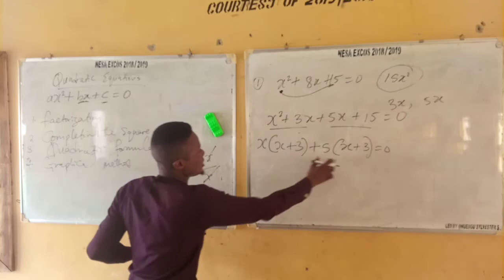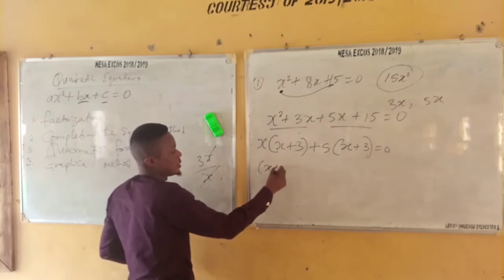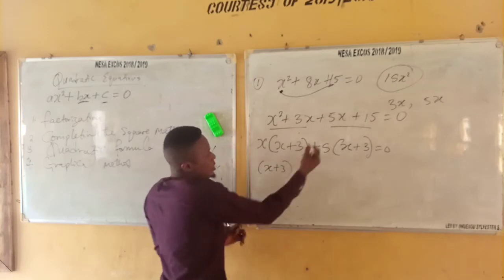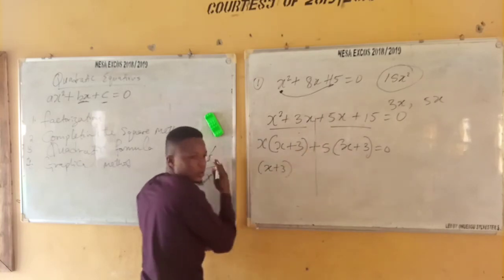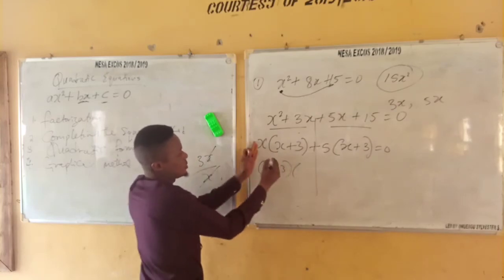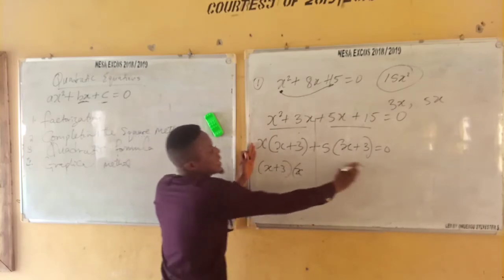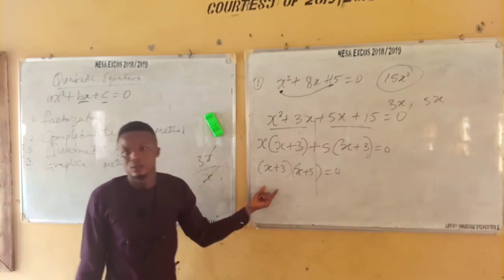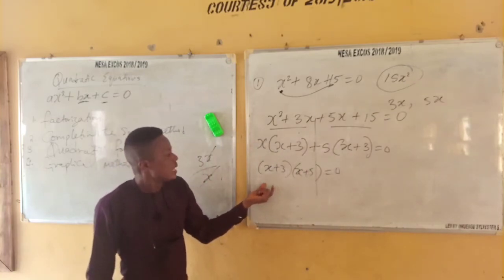Now, since they are the same, I can factor out the common bracket. If I factor out x plus 3, this plus is just a separator. So I have factored out x plus 3. On the left side, what is left? x. On this side, what is left? Plus 5, equal to 0. I hope you are getting this.